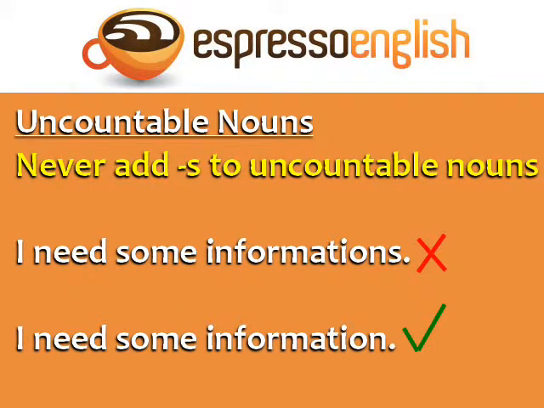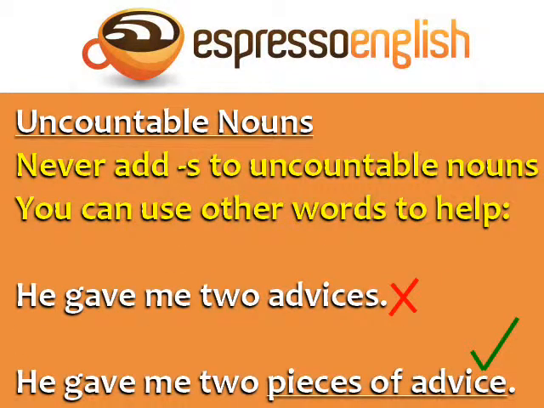For example, "I need some informations" is incorrect. The correct sentence is, "I need some information." You can use other words to help quantify uncountable nouns. For example, "He gave me 2 advices" is incorrect because advice is uncountable. Instead, you can say, "He gave me 2 pieces of advice."